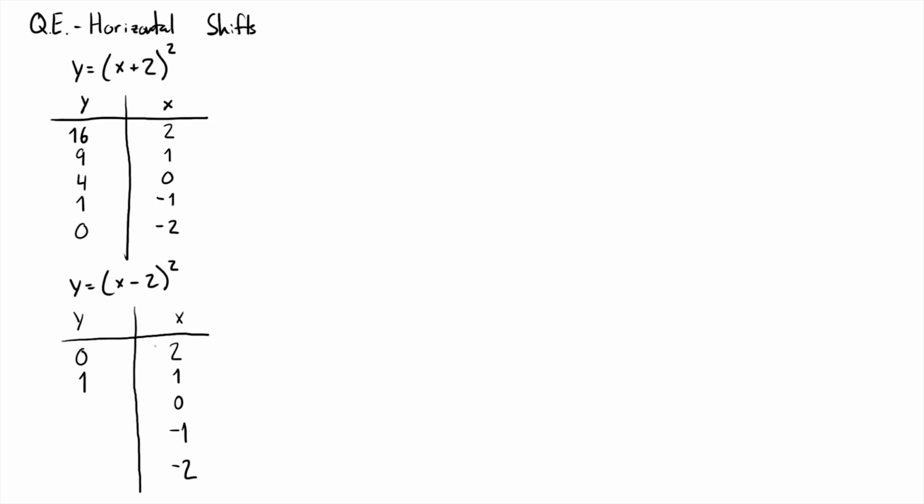With 0, we're going to get negative 2 squared, which is 4. With negative 1, we're going to have negative 1 minus 2, which is negative 3. Negative 3 squared is 9. And with negative 2, as you can guess, we're going to get 16, because we get negative 2 minus 2, which is negative 4. Negative 4 squared is 16. So you can see the y values here are basically flipped.